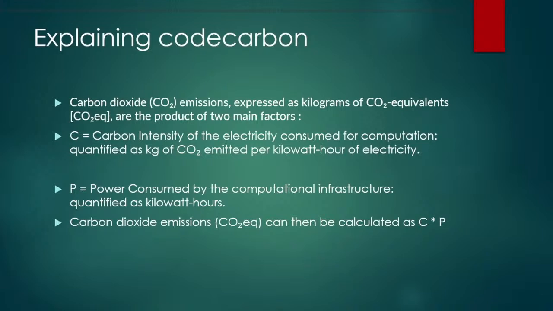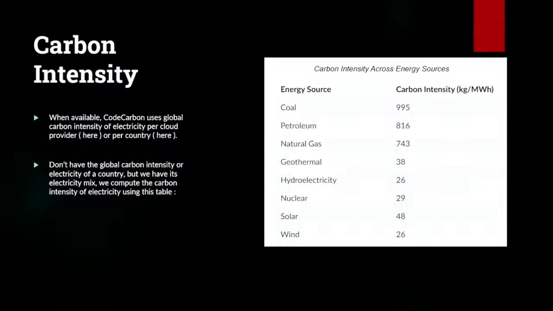They look very much also at the carbon intensity that is consumed for the computation. That means how much CO2 is actually emitted per kilowatt hour of electricity, and then the power consumed in the computational infrastructure. And their calculation of the CO2 or carbon dioxide emissions is C times P. So that is the way they do it.